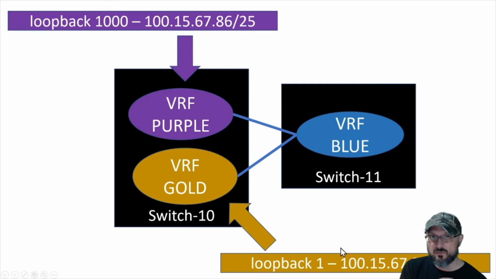This is just another visual depiction of what it is you're building. You're taking switch 10, creating VRF purple and VRF gold on it. But to get from VRF purple to VRF gold, you actually have to go through VRF blue on switch 11. This loopback will be able to ping this loopback down here, and vice versa.